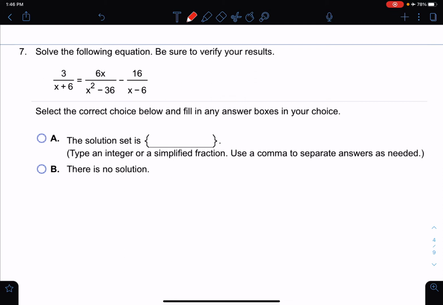I see a potential problem right off the bat, and that usually is this little guy right here. This little guy right here can get lost, so I tend to like to write it up there so it doesn't get lost in the procedure.